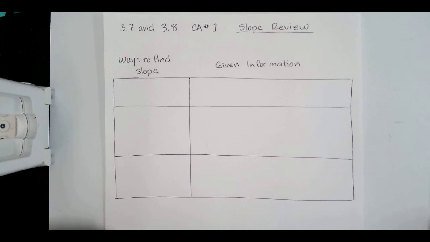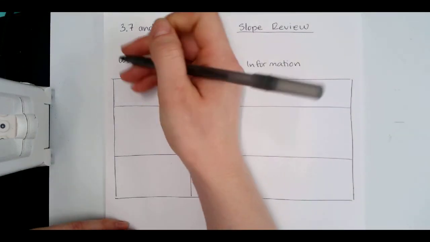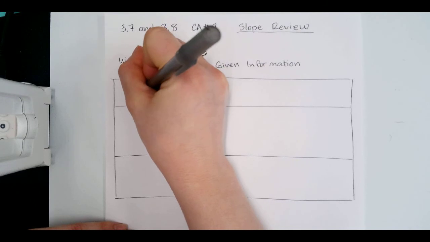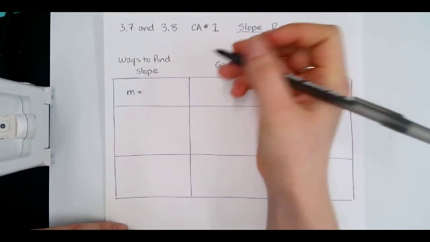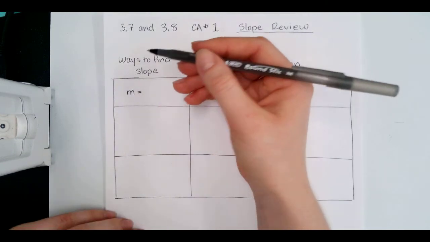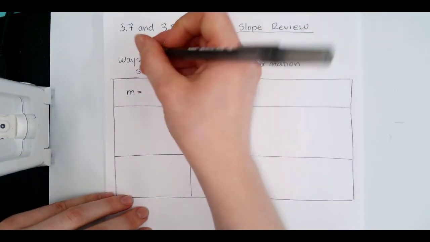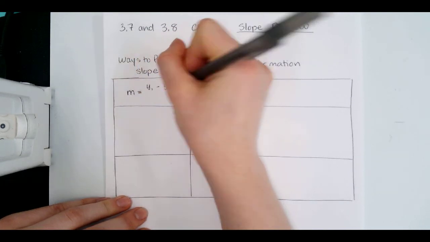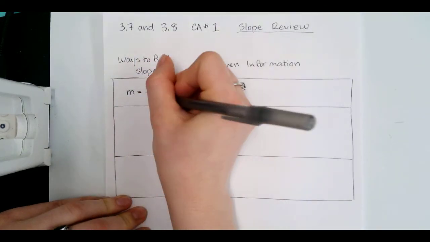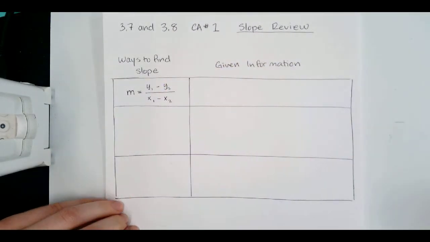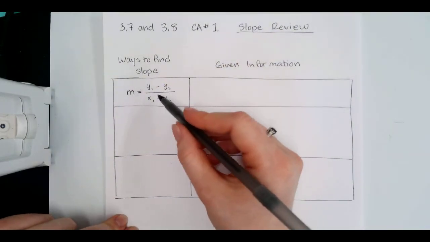All right, so the first way that we're going to look at for finding slope, remember we call slope m. A good way to remember that is mountains have slope. So we label slope with the lowercase m. Please use the lowercase, not a capital. All right, so m equals y sub 1 minus y sub 2 all over x sub 1 minus x sub 2. So you might be wondering, what are all these little sub 1s and 2s going on?